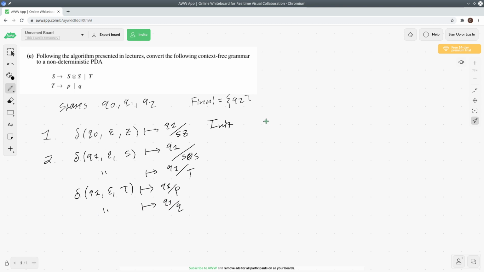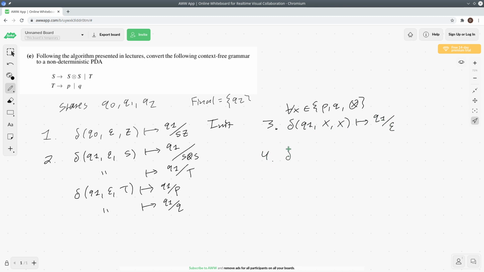Okay. Step 3 is matching and popping terminals. So for all X in the set of terminals, so just P and Q and circle cross, if I'm in the work state and I see one of those on the input and I see the same character on the stack, I go to Q1 and I push nothing back.